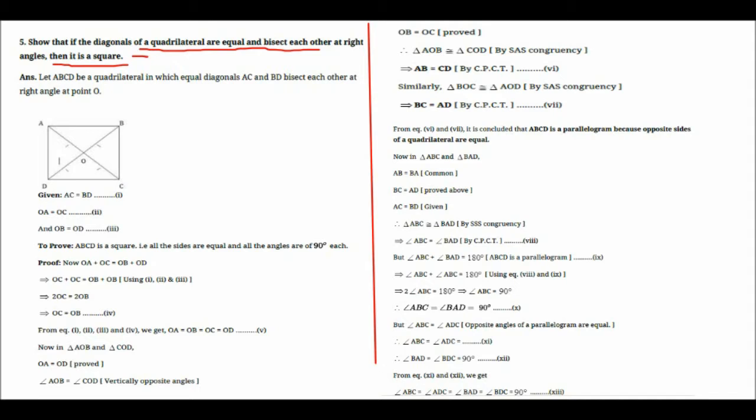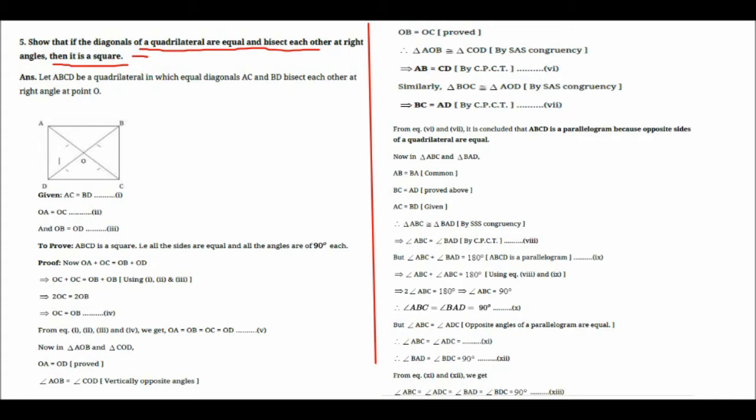So the proof, though it looks very big, is a very simple proof. Just you will see how. You need to read once, twice. First you need to understand what is given and what to prove.